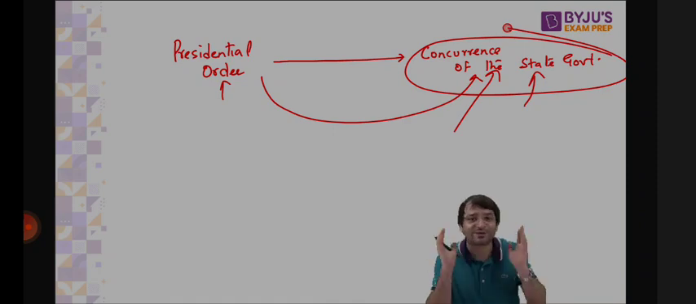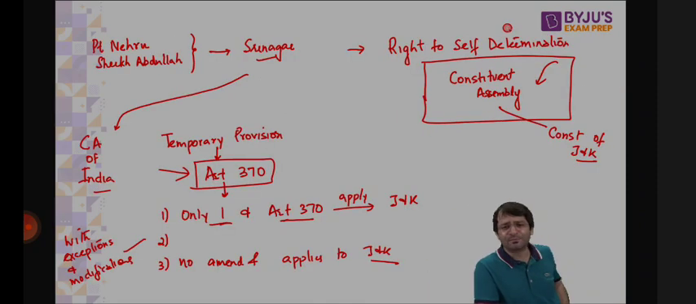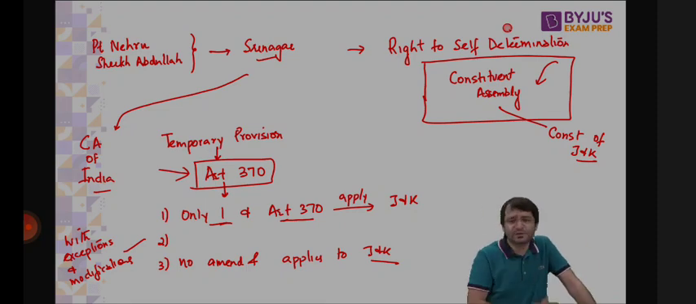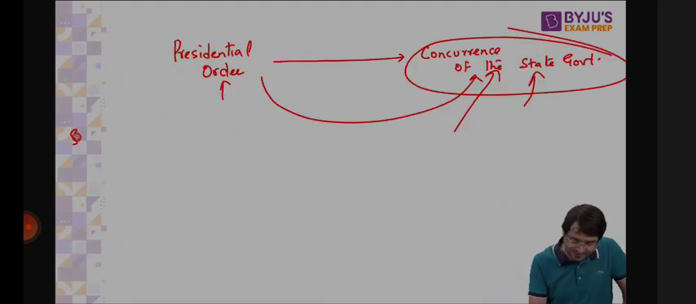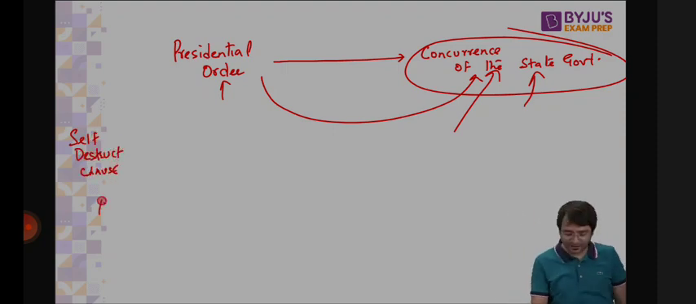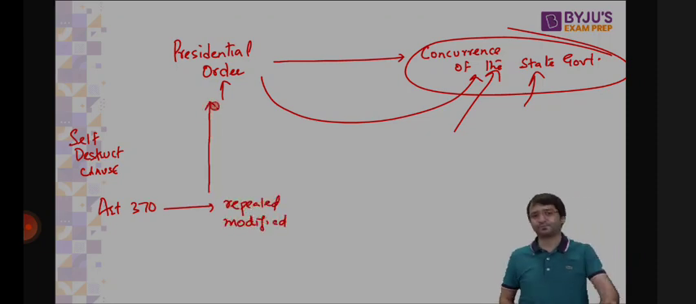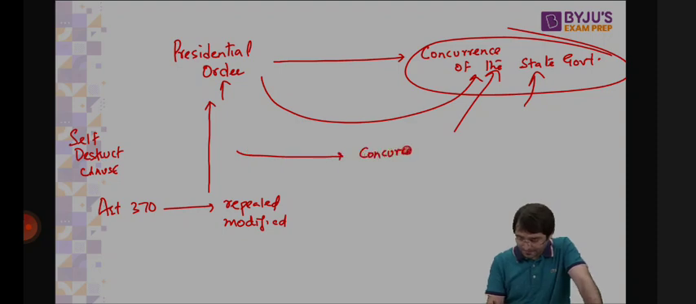But since this is a temporary provision, because till the time the Jammu and Kashmir Constituent Assembly passes its own constitution, it's a temporary provision. This temporary provision will have a self-destruct clause. What is the self-destruct clause? Article 370 can be repealed, can be modified when the President issues an order. But this time, with the concurrence of the Constituent Assembly of Jammu and Kashmir.